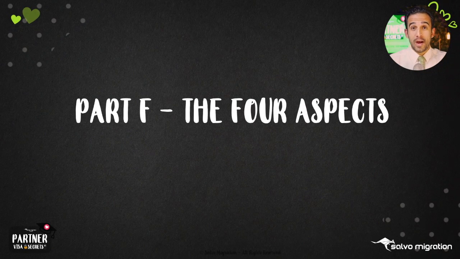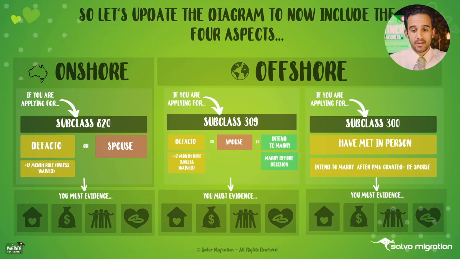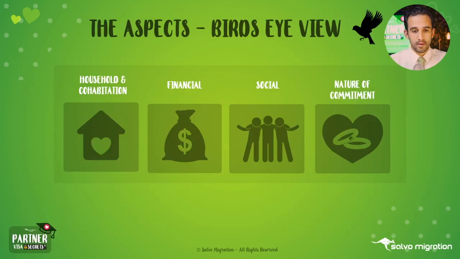Part 4, the 4 aspects. As we know, the aspects are everywhere and dictate what they're looking at. To visually represent what you're trying to do, you're trying to evidence the 4 aspects of the relationship for all these applications. Household, financial, social, and the nature of your commitment tie into each of these blocks, all these requirements. Bird's eye view: household, financial, social, nature of commitment. Let's get into it.